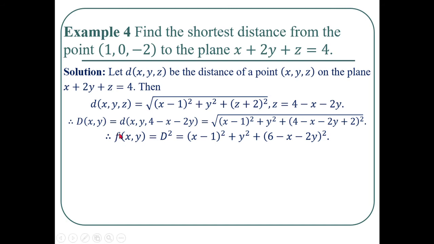f of (x, y) is equal to d squared, which is (x minus 1) squared plus y squared plus, 4 plus 2 is 6, (6 minus x minus 2y) squared. Now we have to minimize the function f of (x, y). For that we have to find the critical points of f of (x, y). Differentiating partially with respect to x, we will get fx at (x, y) is equal to 2 times (x minus 1) plus, this is independent of x so its derivative with respect to x is 0, plus 2 times (6 minus x minus 2y) into the partial derivative of (6 minus x minus 2y) with respect to x.